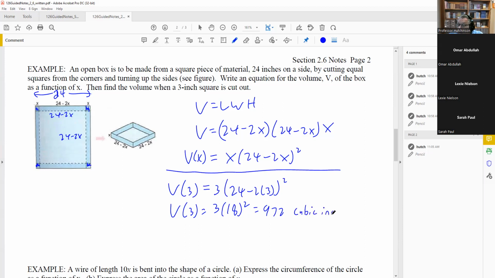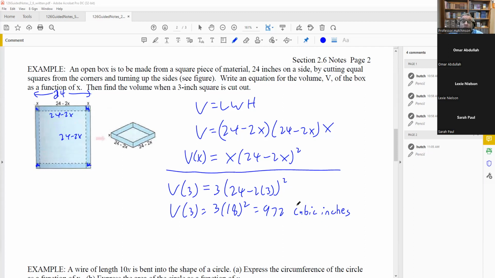Cubic inches will be the unit that you have on it, and it actually does ask you to write the units on here. The reason it's cubic is because this right here is in terms of inches, and you're multiplying it by an inches squared. So then you get inches cubed, which is the same thing as cubic inches.